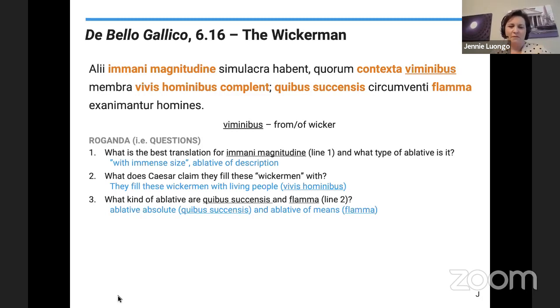So the best translation for immani magnitudine, it's one of those ablatives of description. So images of immense size or with immense size. And then it says complement. They fill these with vivis hominibus, with living men. Again, disturbing, but we really think it is too outlandish to be more than a story that Caesar's using to defame the Gauls.